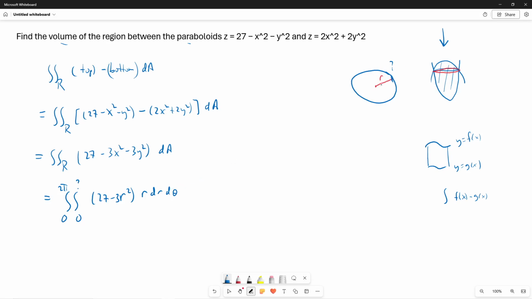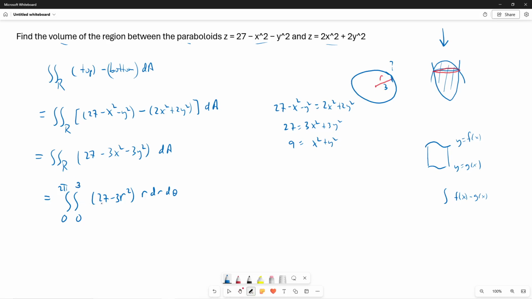So let's figure out what this r is by just finding the intersection of these two surfaces. So we'll set 27 minus x squared minus y squared equal to 2x squared plus 2y squared, and we should get the equation of a circle. This is 27 equals 3x squared plus 3y squared. So 9 is x squared plus y squared. That's a circle of radius 3. So our radius goes from 0 to 3.